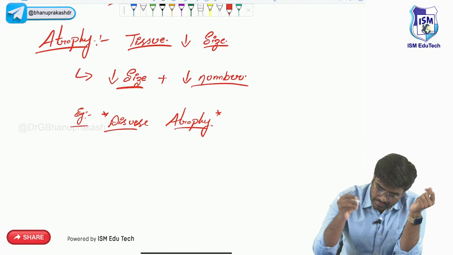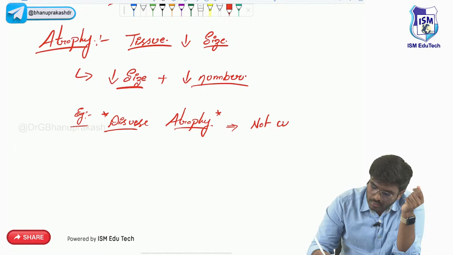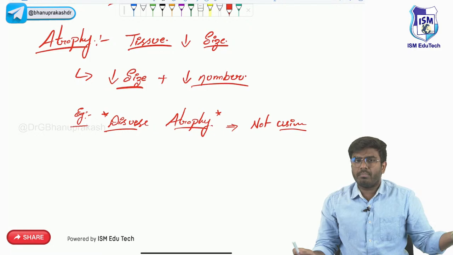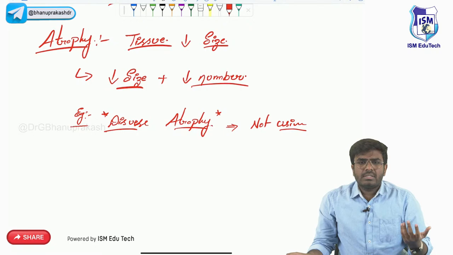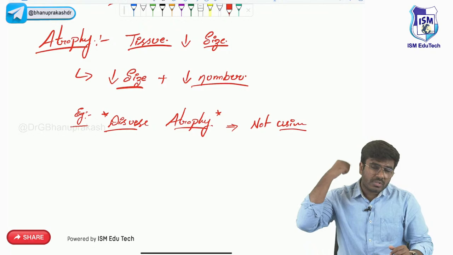I'm not using a cell. For example, I'm not using my muscles. Imagine that I'm going on a bike. Unfortunately, if I had an accident, a road traffic accident, see what will happen? Definitely that road traffic accident will cause, for example, damage to the spinal cord. If there is any damage to the spinal cord, the lower motor neurons are affected.